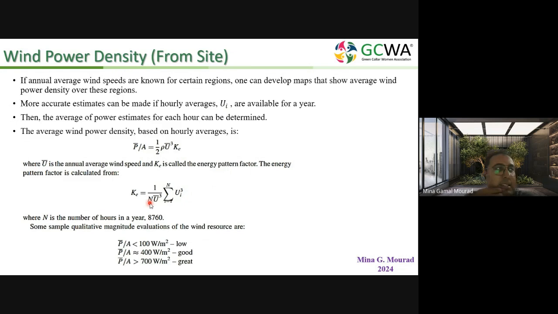Let's talk about 10 wind velocity readings. We will have different values. We will sum the cube of each velocity or speed reading, then divide by 10, the number of these readings, and then divide by U average cubed. This is KE, the energy pattern factor. This is a statistical method to calculate the power density that already exists in the site.